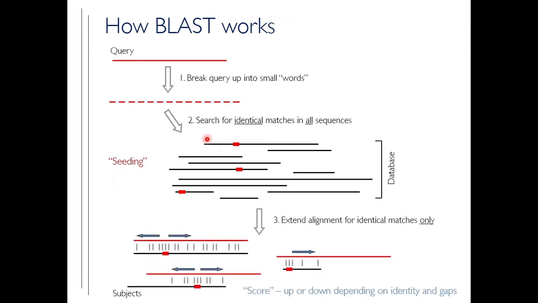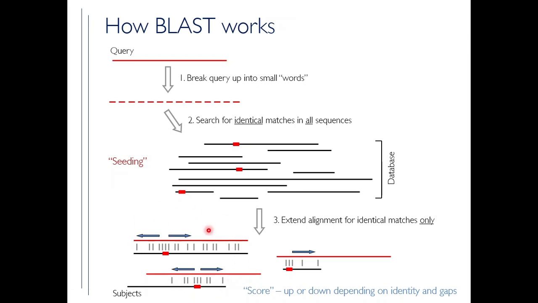Once it's done that, it will then try and extend the match. So let's say we've matched this little bit here. We've matched these three, let's say it's a protein, it's 3 amino acid residues. What the system will then do is try and extend that alignment locally and look for identical matches only. And it will do that with every single bit of seed sequence that it's found. And then it will give a score for how good that match is or not. And that will depend on how identical the residues are and if any gaps have to be introduced.